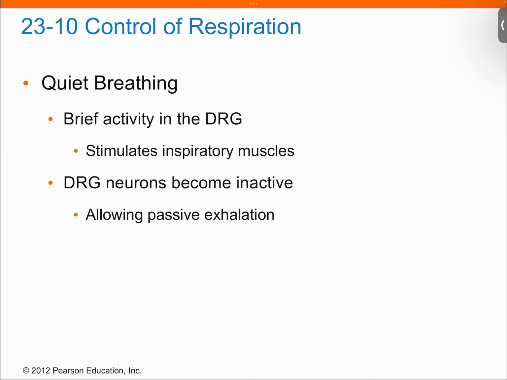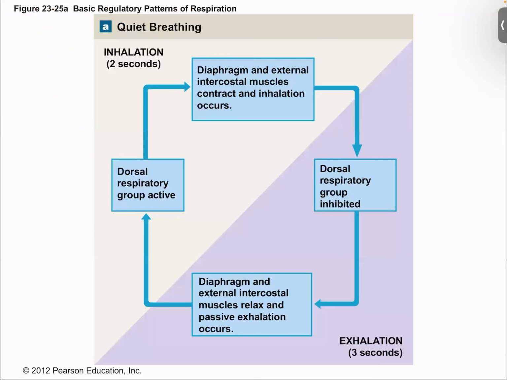So basically the DRG is going to stimulate the inspiratory muscles. And then ultimately, once they stop, you get exhalation. So the moment of exhalation is when the DRG stops and the diaphragm relaxes. That's quiet breathing, basically, in a nutshell. So this is kind of what it looks like for quiet breathing.